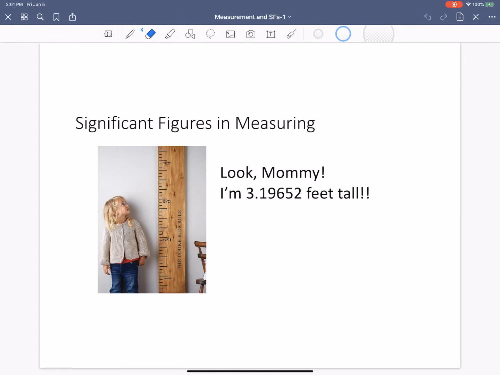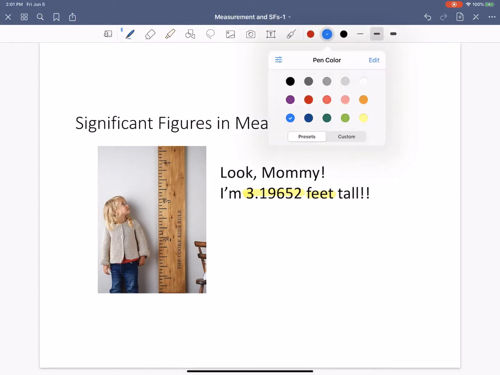In science, we often look at data quantitatively, meaning we make measurements. And when we make measurements, we need to recognize that any measurement has both a number and units. This number has 6 digits. There are 6 digits in this number. But are they all really meaningful?